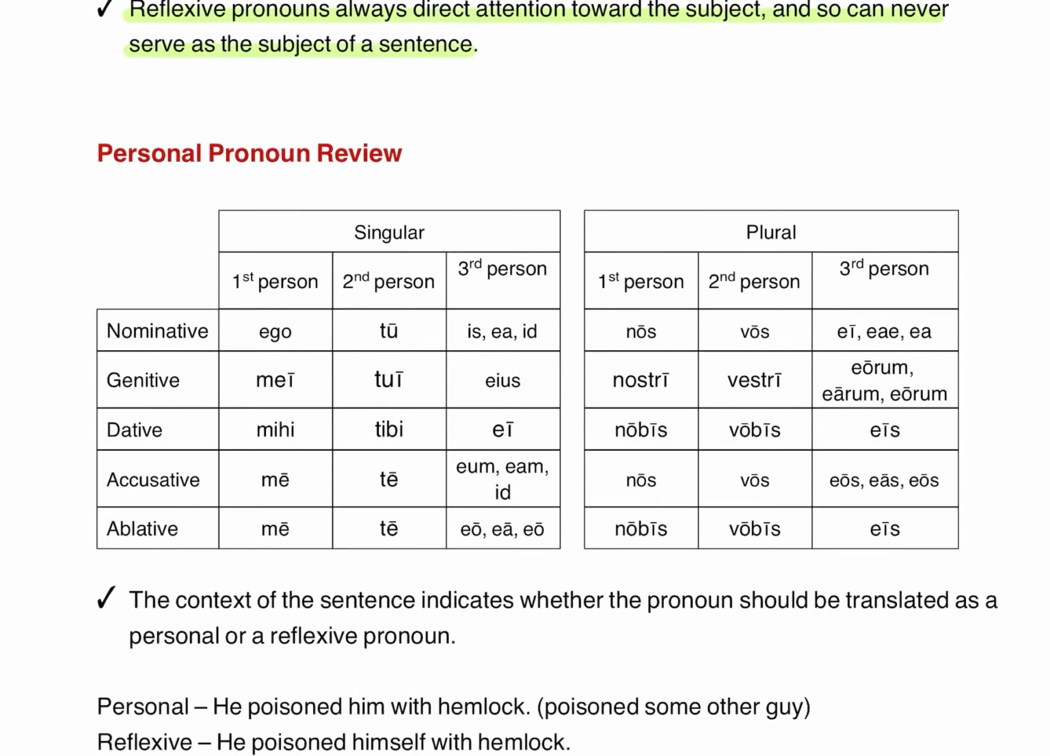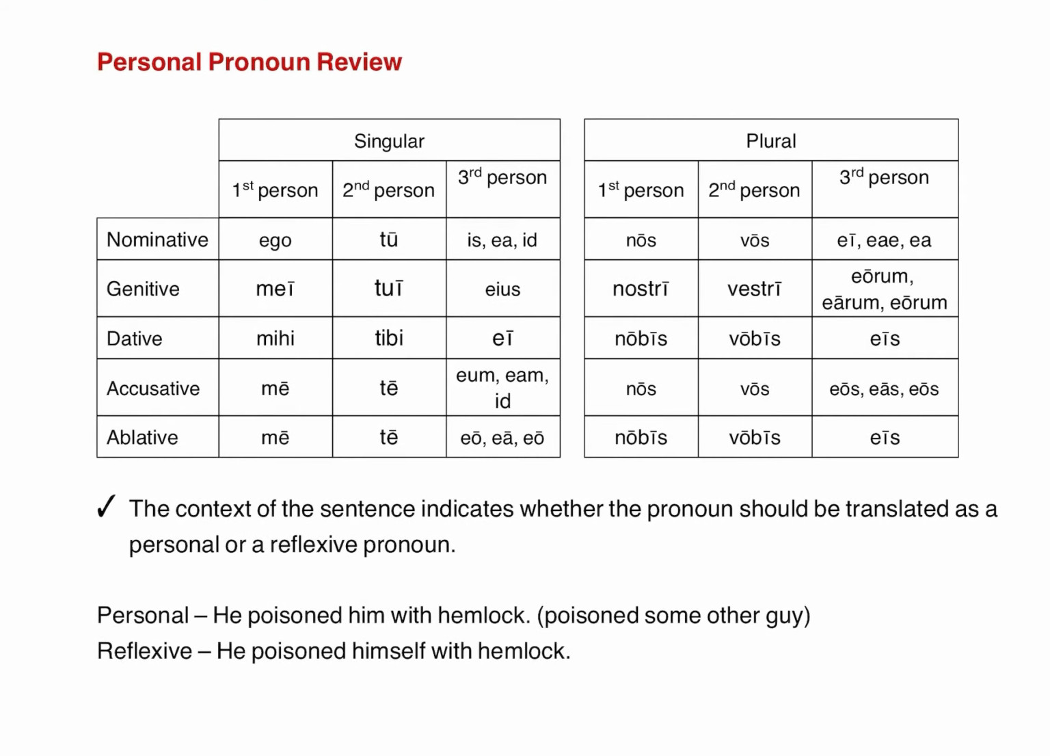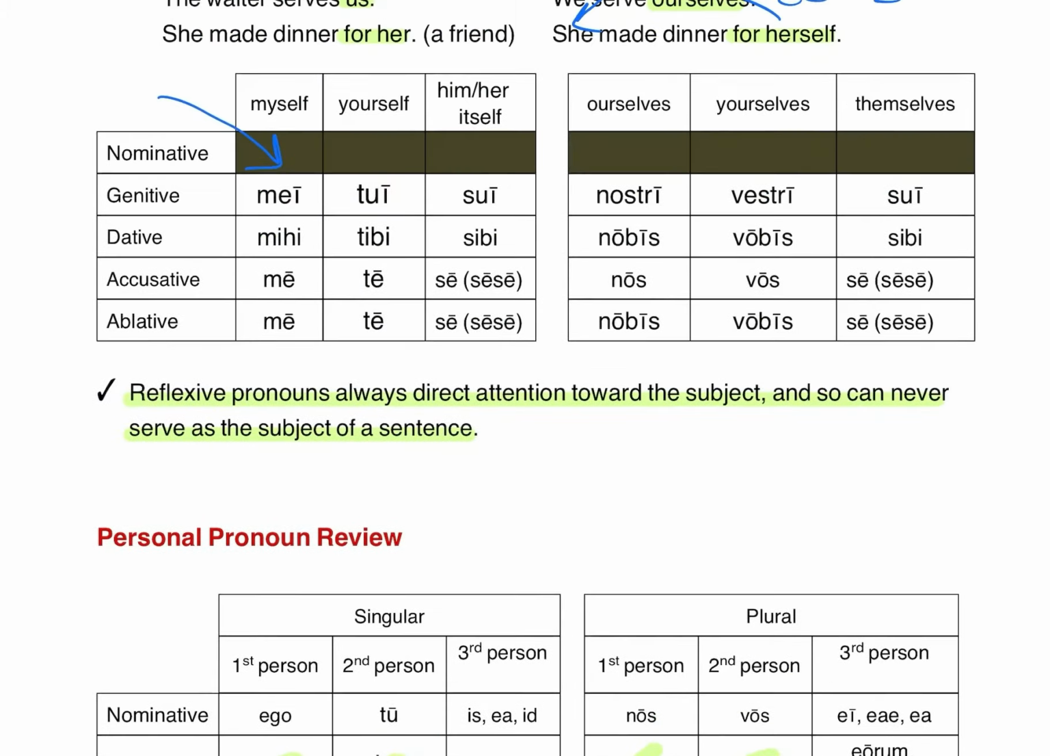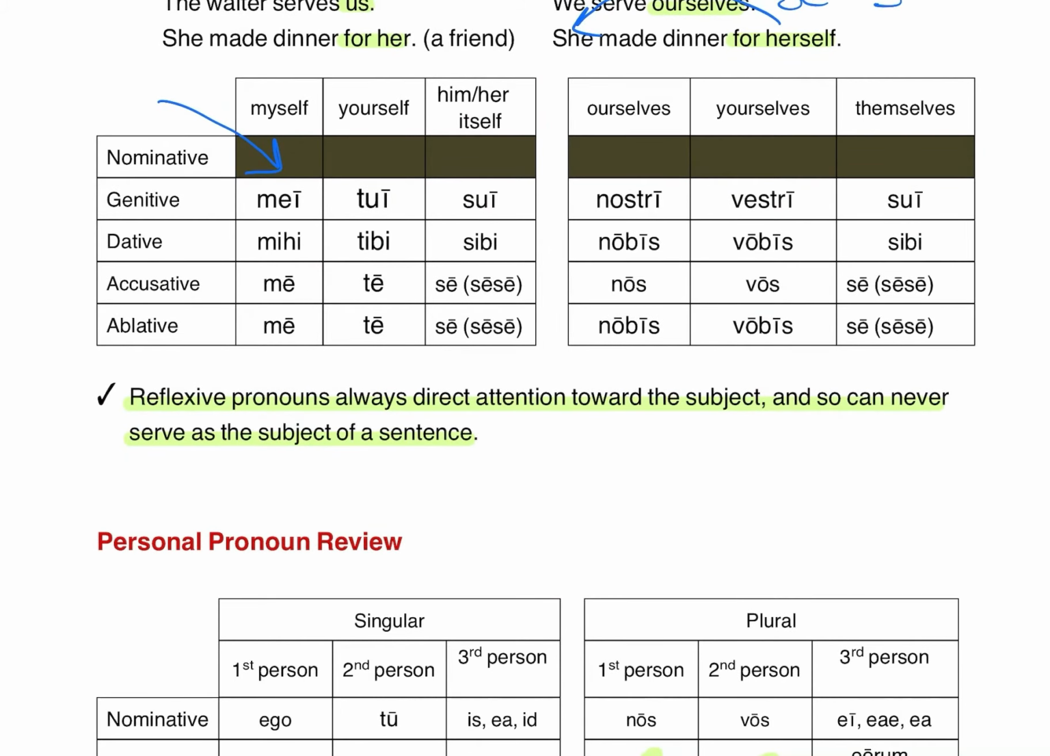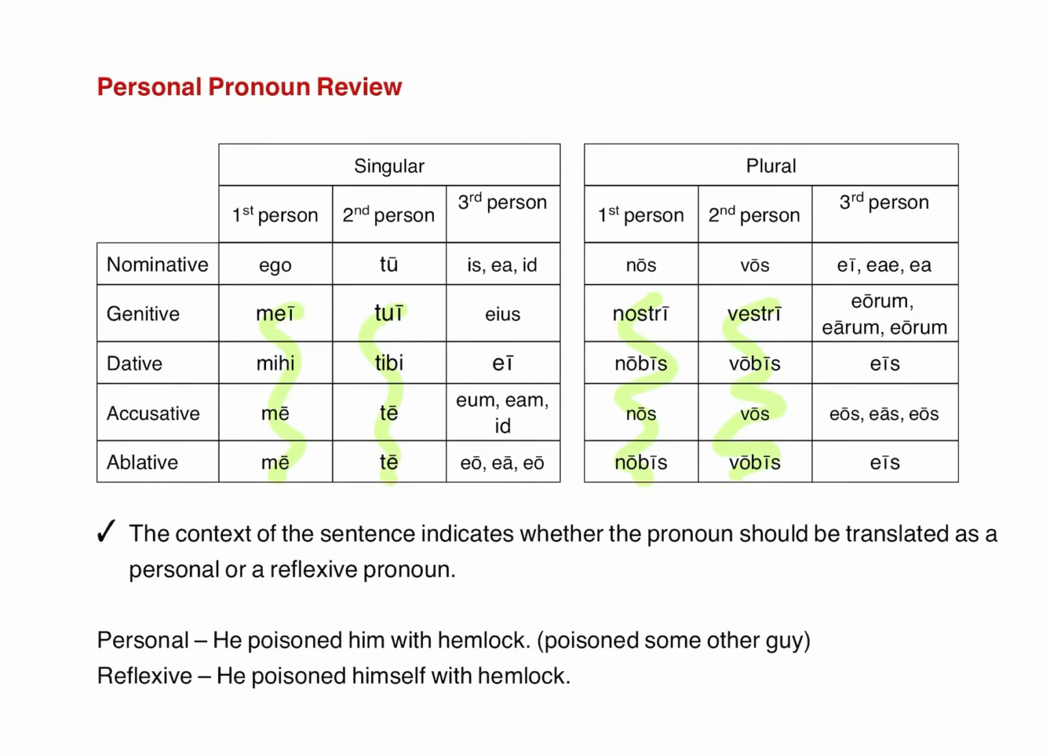Okay, personal pronouns. Personal pronouns, if you look, do you see them: mei, mihi, me, tui, tibi, te, nostri, nobis, nos, nobis, vestri, vobis, vos, vobis. They are almost exactly the same, except there's a nominative. What's different about them from reflexive is third person is different. So they look almost the same as first and second person reflexive pronouns, except personal pronouns have a nominative.